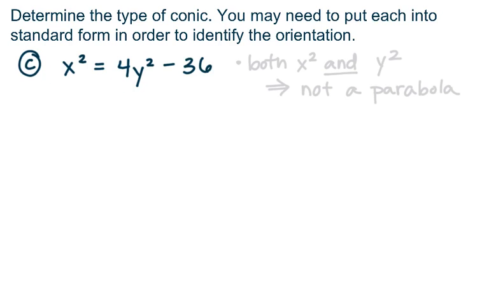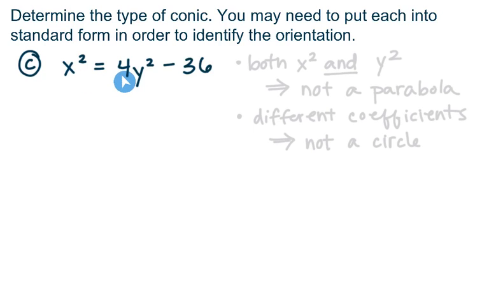Noticing on both of our x squared and y squared terms, we have different coefficients. That lets me know it's not a circle. And if it's not a circle, it must be an ellipse or a hyperbola. Now, ellipses have the same signs, and hyperbolas would have different signs. And at first glance, you might think that this is an ellipse because they're both positive. They both have the same sign.